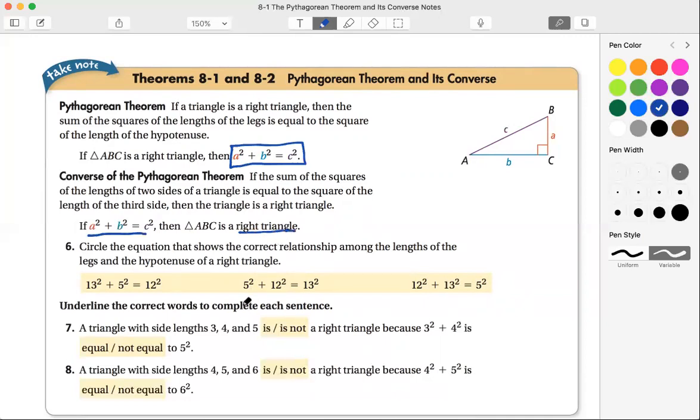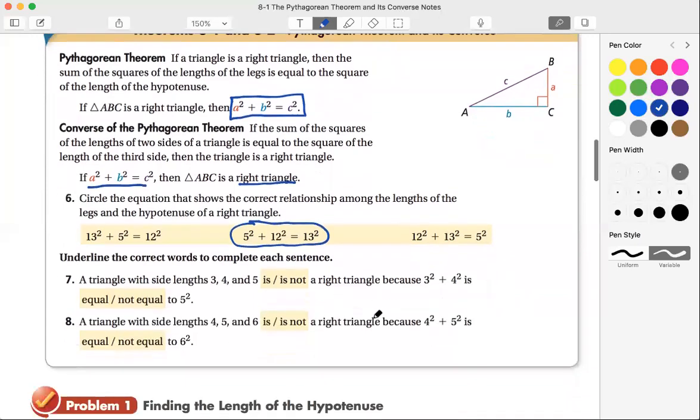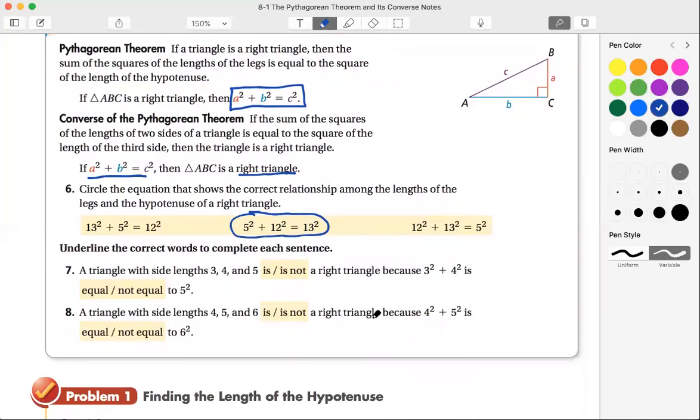All right, so let's circle the relationship that shows the correct usage. So this is the correct usage of the Pythagorean theorem. The longest side has to be the hypotenuse. All right, so underline the correct words to complete each sentence. A triangle with the side lengths 3, 4, and 5 is a right triangle because 3 squared plus 4 squared is equal to 5 squared. A triangle with lengths 4, 5, and 6 is not a right triangle because 4 squared plus 5 squared is not equal to 6 squared.